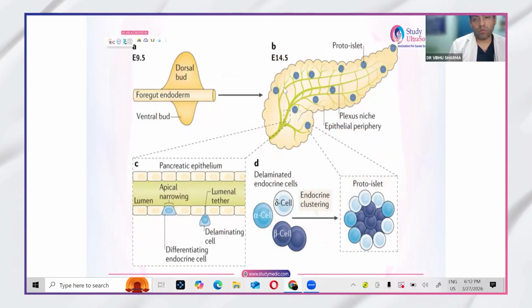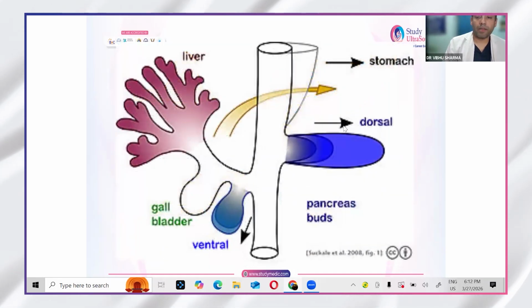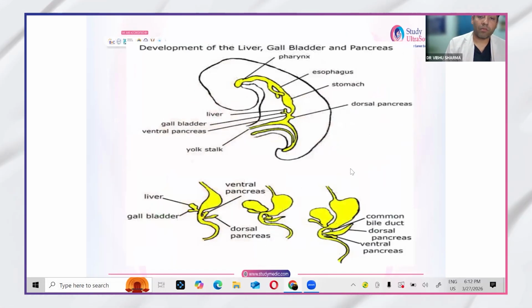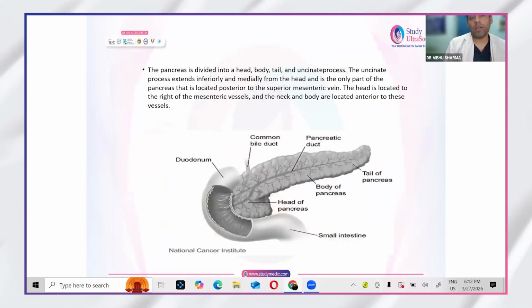So various cells are formed. These are the islet cells. This is just to demonstrate how the foregut endoderm forms these various lines and cells. This is a ventral duct, this is a dorsal duct. There is rotation and then they fuse together. Okay, this is about the developmental anatomy part.